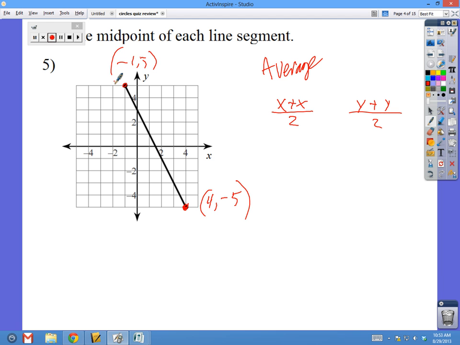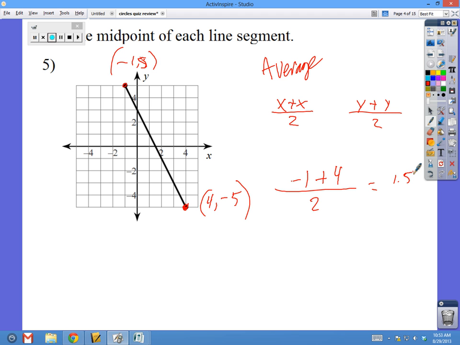Is that supposed to be 5? Yeah, that's 5. So what is the average of my x's? On the number line, if I'm at -1 and I travel to 4, what's halfway between a -1 and a 4? So -1 and a 4, you add them. You divide by 2 and you get 1.5.